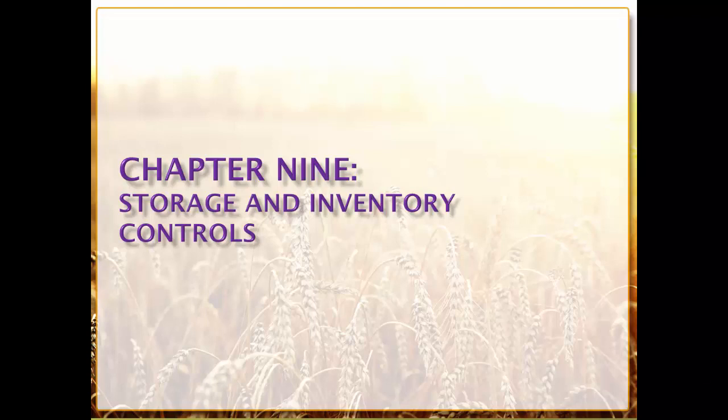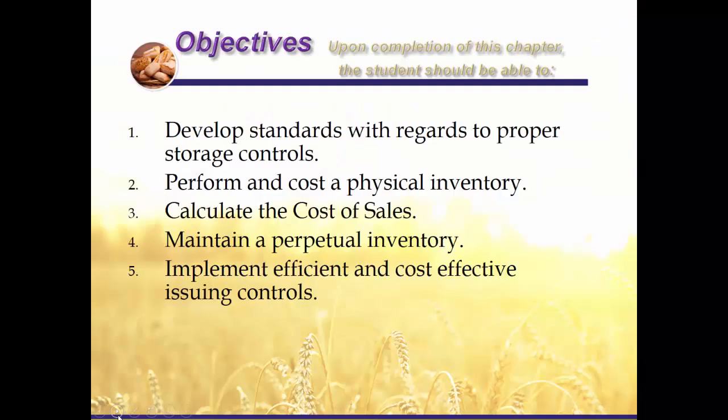Hello. Today's video lecture covers Chapter 9 from your text, Storage and Inventory Controls, and it starts on page 122 of your textbook. Here are your objectives, which are on page 123. You're going to learn about developing the standards with regards to proper storage controls, performing and costing a physical inventory, calculating the food cost of sales, maintaining a perpetual inventory, and implementing efficient and cost-effective issuing controls.